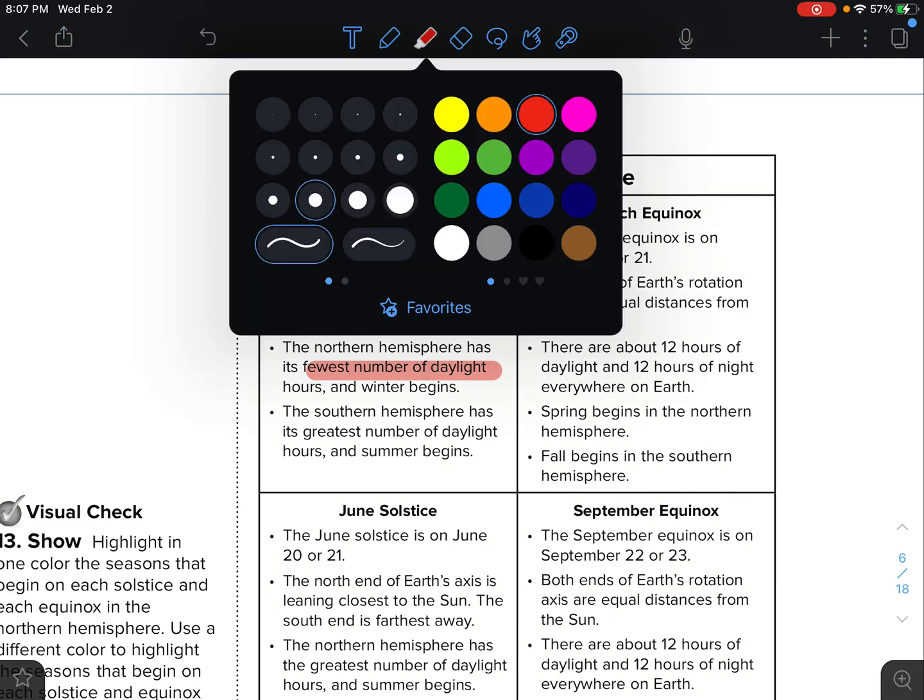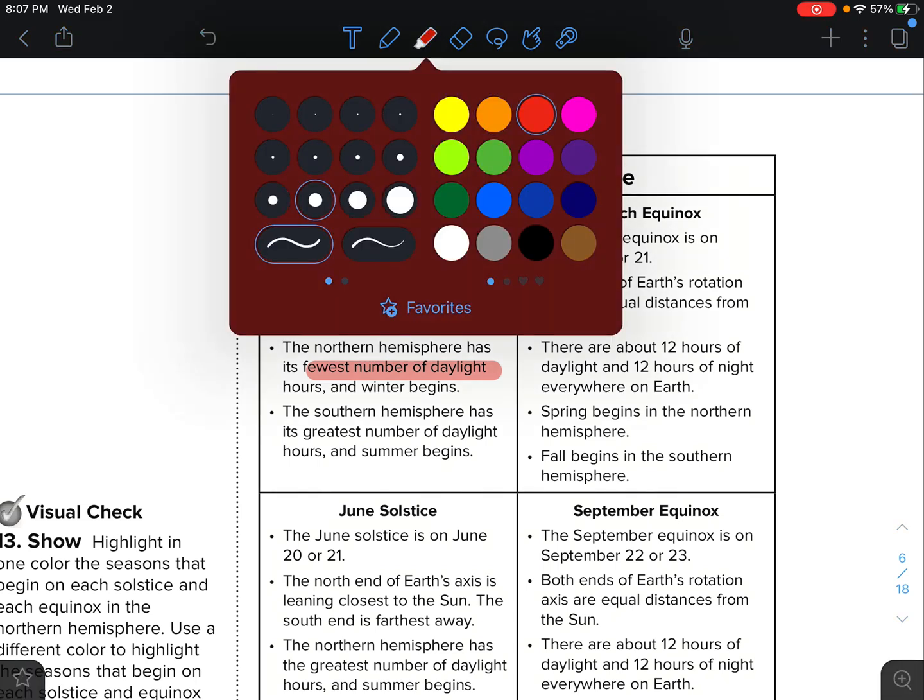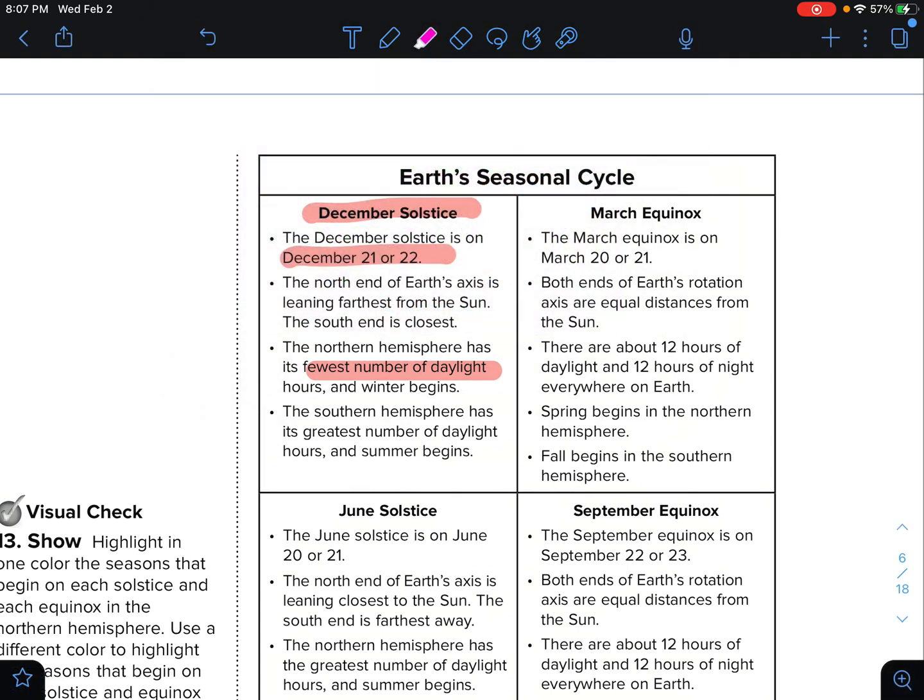All right, so then we get to, let's choose a different color. There we go. How about that one? March equinox. So about 3 months later, we are at March 20th or 21st. So that's what's going to happen for us soon. We're going to be starting to look at our daylight hours and how the daylight hours are slowly increasing. Both ends of Earth's rotation axis are equal distance from the sun. So that's where our equinox goes. There are 12 hours of daylight and 12 hours of night.